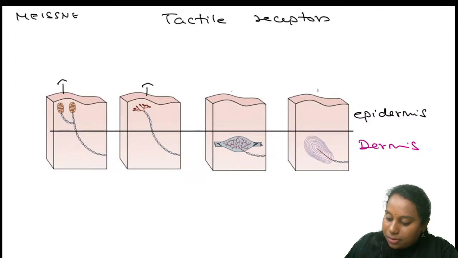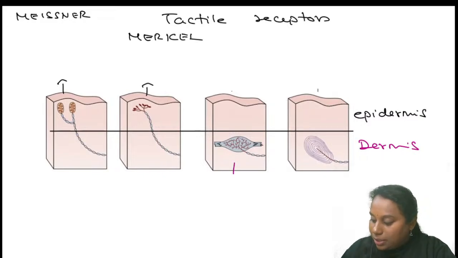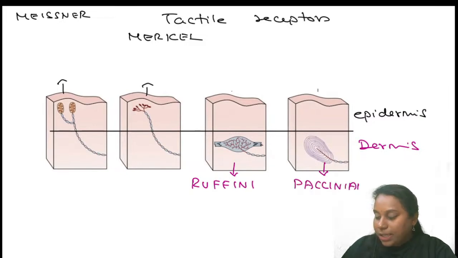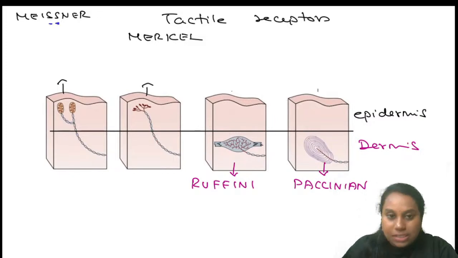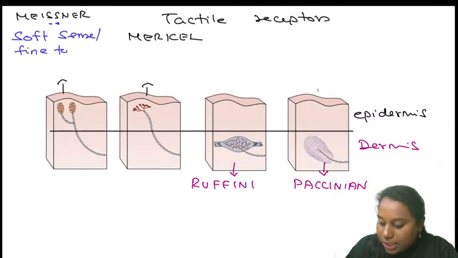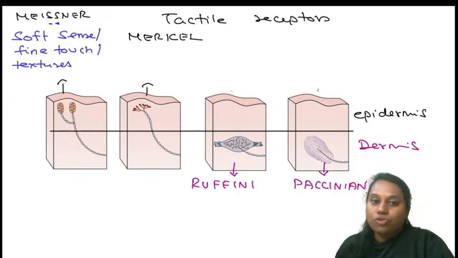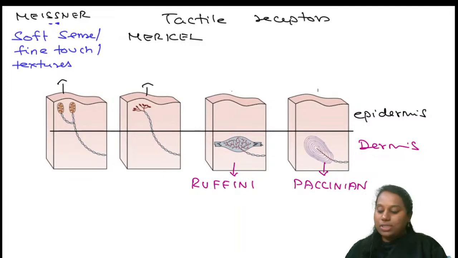Superficially on the epidermis, there are 2 receptors, Meissner and Merkel. Meissner corpuscles and Merkel corpuscles. Deep inside the dermis, there are 2 receptors, Ruffini and Pacinian. What do they sense? Meissner, SS, there are 2 S. SS for soft sense. Soft sense means fine touch. Example, textures. When your cloth is touching you, that is a fine touch, soft sense. So Meissner senses soft sense, fine touch.